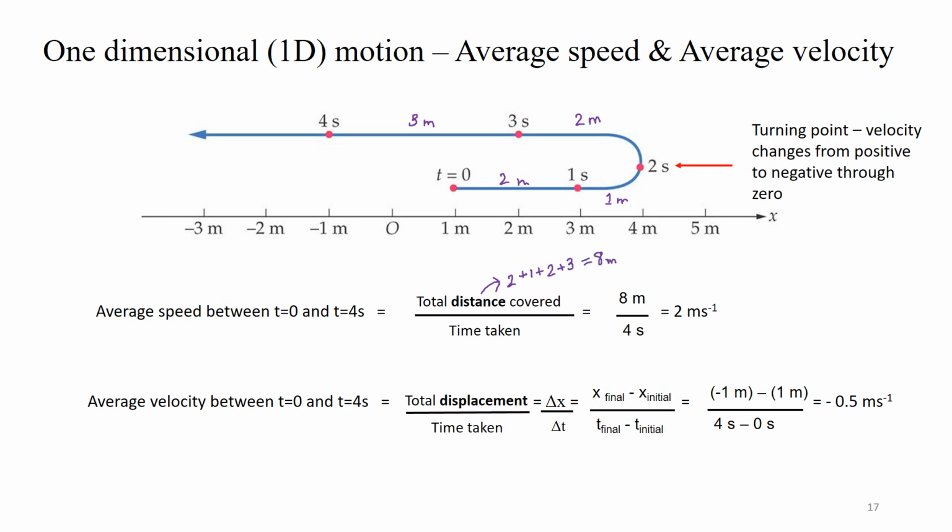That gives you a total of 8 meters. So that's the distance traveled. You divide by the time, 4 seconds, and you get the speed of 2 meters per second. All right, so we found the speed.